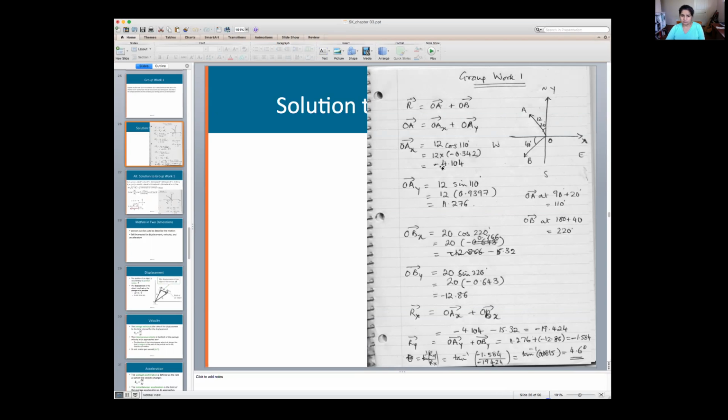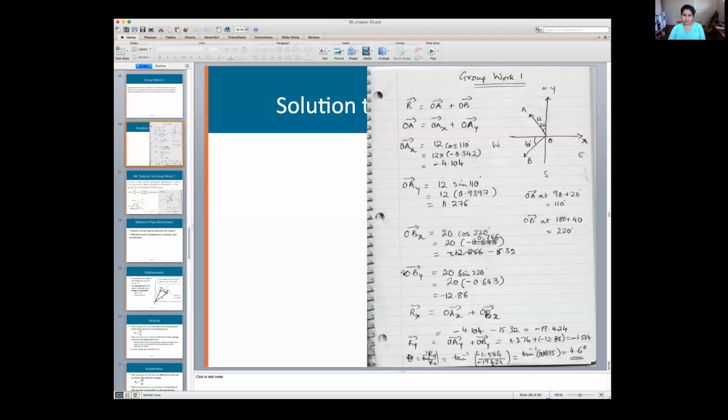So now I have my two x components, one from each vector, and my two y components, and I'm just going to arithmetically add them. Since they're both along the positive or negative x-axis, or positive or negative y-axis, we can algebraically add them. So take ax, negative 4.1, and add it to bx, negative 15 point something. Negative and negative makes negative 19.424. And this is going to give me my resultant Rx.